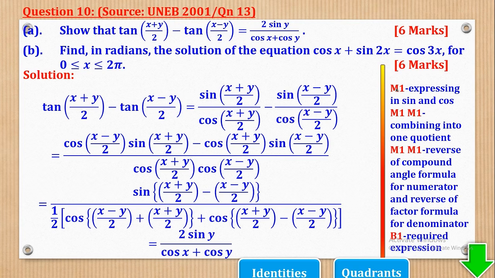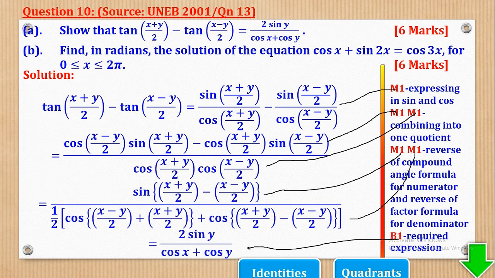So M1 for expressing tan in terms of sine and cos, M1 for combining into one quotient, so numerator and denominator. Then here a reverse of compound angle formula, which is that, and this is the reverse of factor formula. Then B1 is for the required expression.